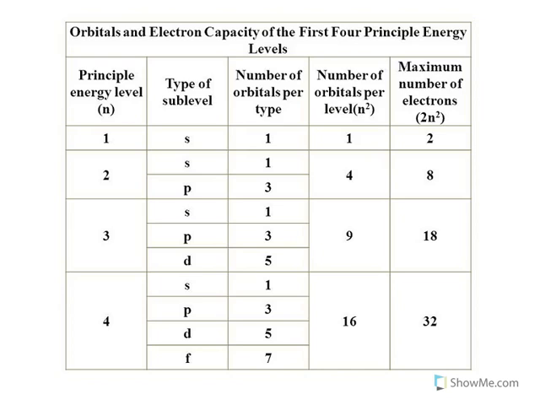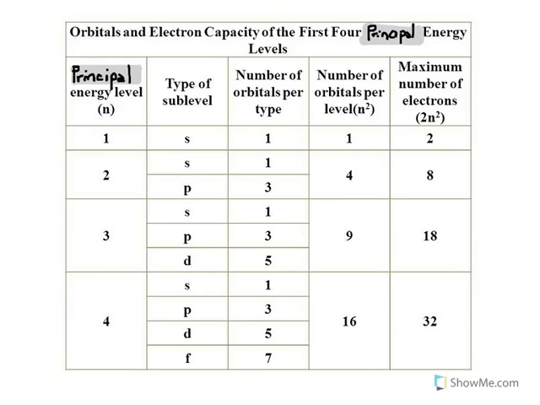We're looking at the first four principal energy levels, which are represented over here, 1, 2, 3, and 4. We're going to be looking at the principal energy level, the type of sublevel, the number of orbitals per type of sublevel, the number of orbitals per energy level, and the maximum number of electrons that can be found in that energy level. And what's nice is that we have two little expressions or calculations that we can do to solve that much faster. So let's start with the first energy level.